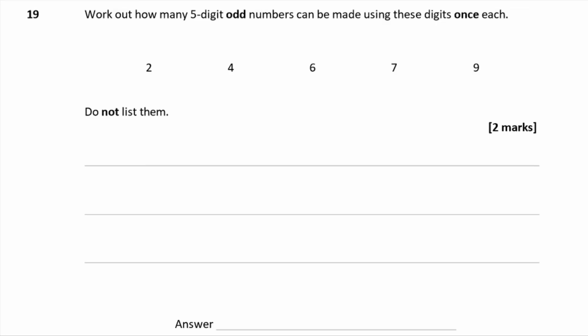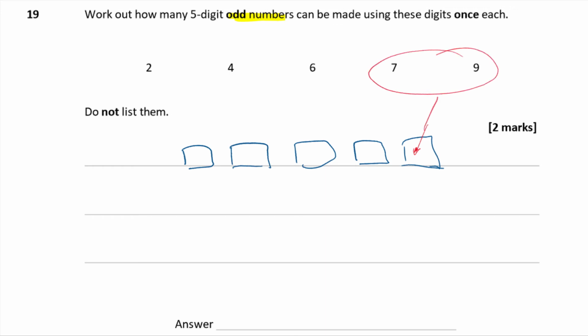Now you can consider this as boxes that need to be filled. I've got 5 boxes that need to be filled. There are some restrictions on some of these boxes though. It has to be an odd number. So there is a restriction on the final box, what we can put in here. We have to put in a number in this box so my overall number ends up being odd. So I've only really got two choices for that one. It can be either the 7 or the 9. So I've got two choices for the last digit.